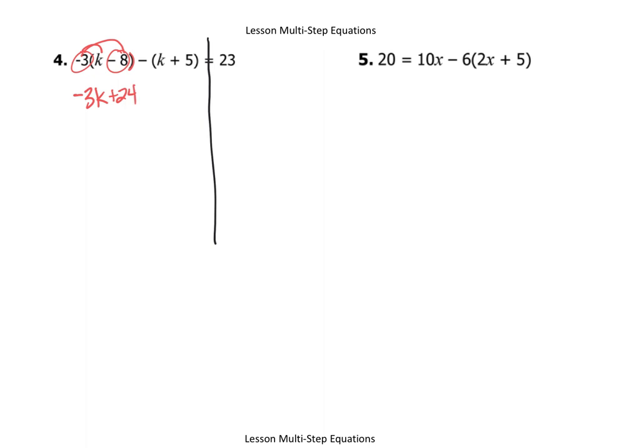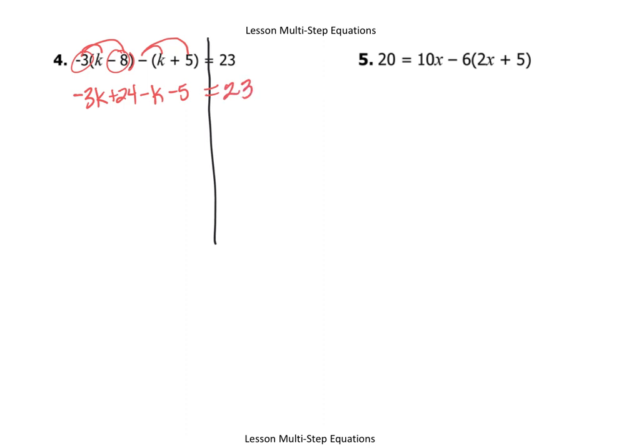And we pick up where we left off. We have this negative sign that's outside the parentheses. So we're multiplying in negative 1 to k and positive 5. So that gives us a negative k, and negative times positive 5 is negative 5. And that's equal to 23.